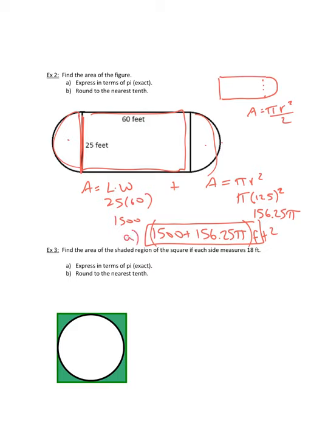That's part A. For part B, I would just put that into my calculator and round to the nearest tenth. So for part B, I put 156.25 times pi and then add 1500 to that. And that would be 1900.9. And this would be square feet because it's area.